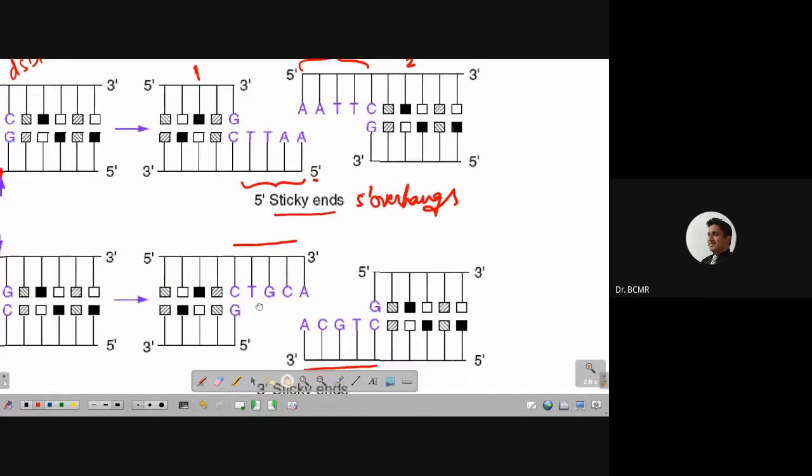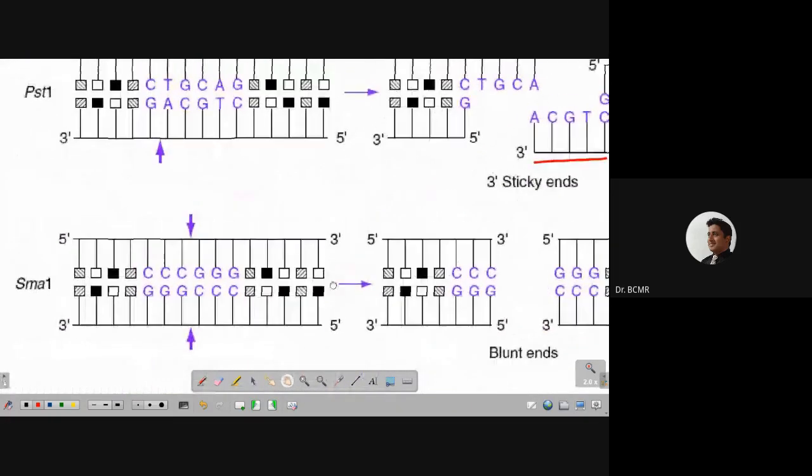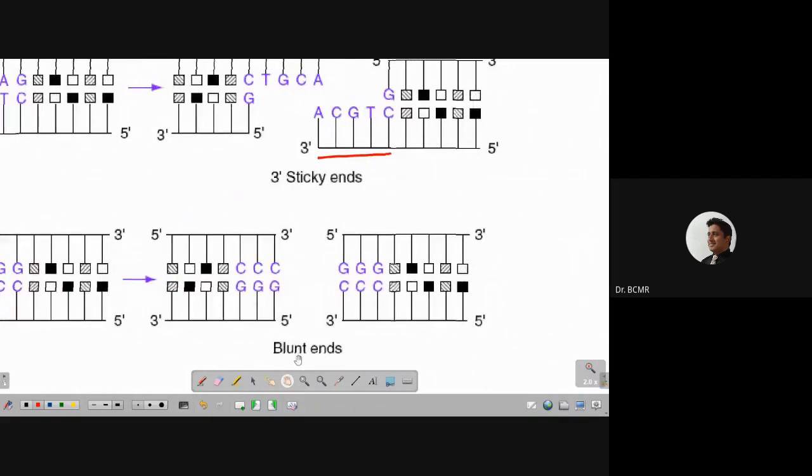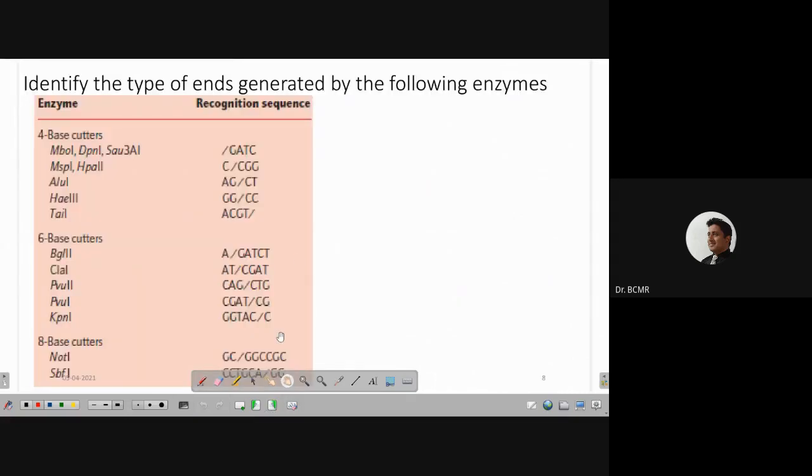But some enzymes like SmaI cut exactly in the axis of symmetry, because of which they form blunt ends like this. There are no overhangs, no 3' overhang or 5' overhang. They have cut exactly in the middle, and those are called blunt ends. There are many enzymes, as I said, and some recognize 4 base cutters, some recognize 6 bases, and some are 8 bases. EcoR1 and BamH1 that we have discussed are 6 base cutters.